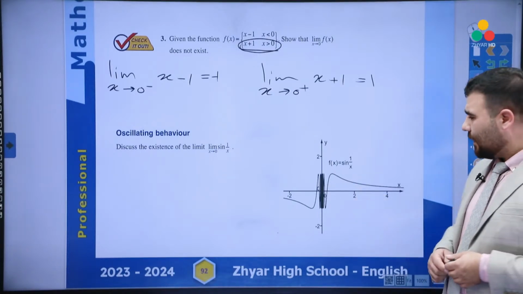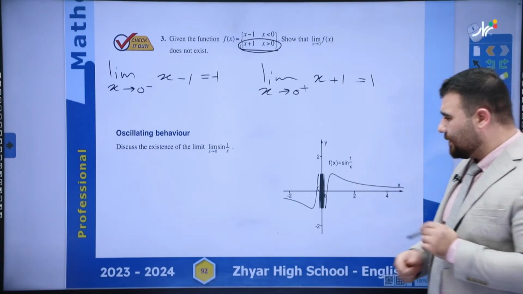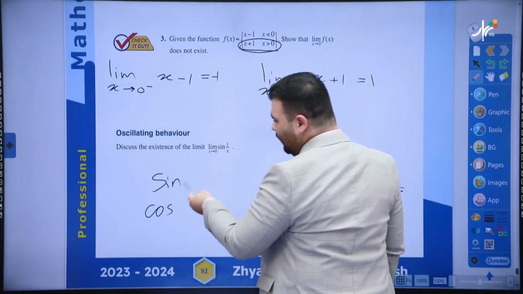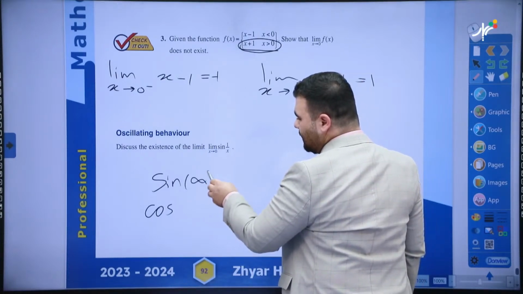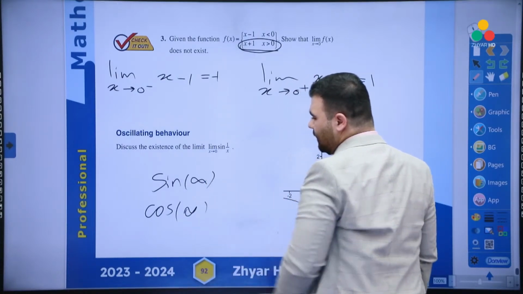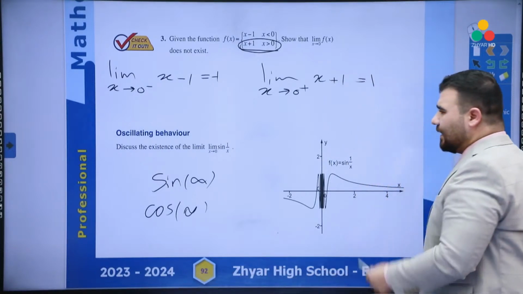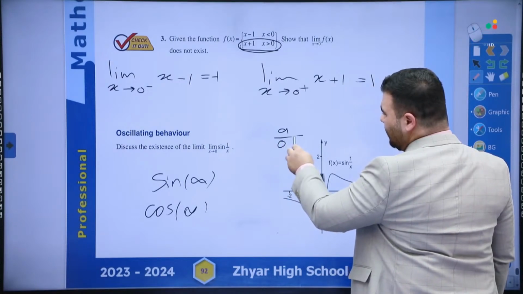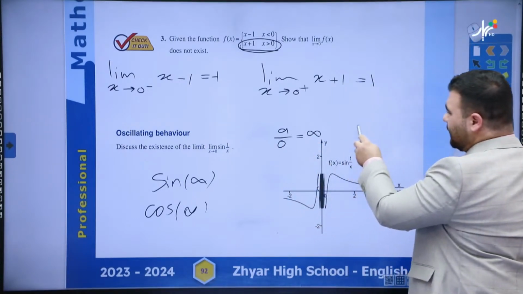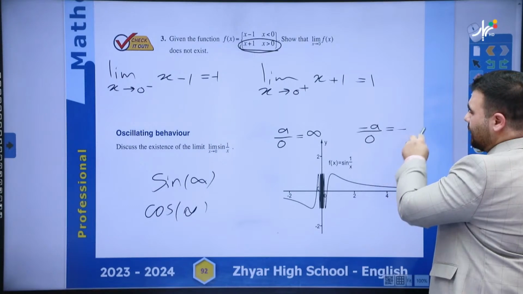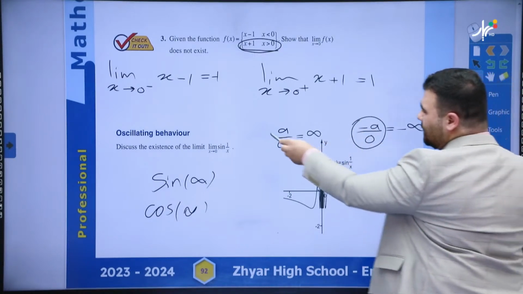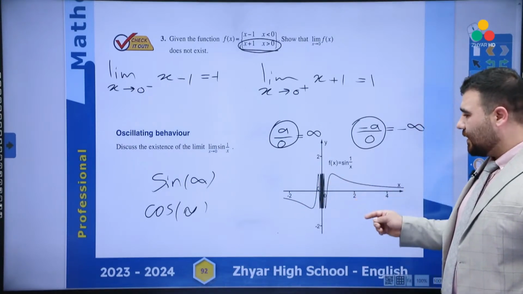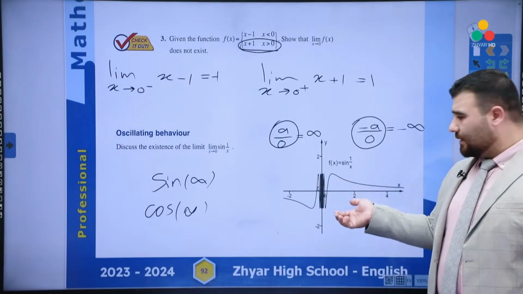oscillating behavior. Oscillating behavior happens when you see sine or cosine, and what's happening inside the sine and cosine is infinity or negative infinity. What is infinity? In terms of limit, any number over 0 is infinity. And if the number is negative over 0, the result is negative infinity. So whatever case we have inside sine and cosine, this will cause an oscillating behavior. And for oscillating behavior, the limit does not exist.